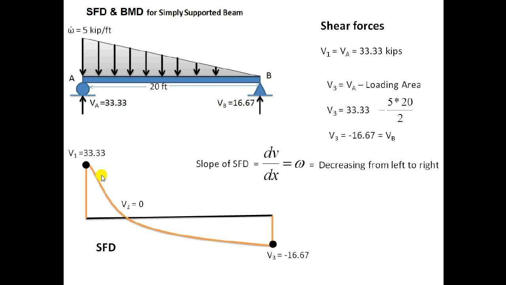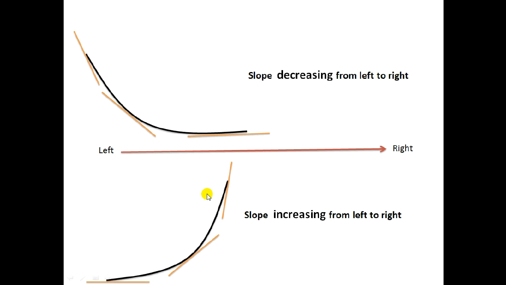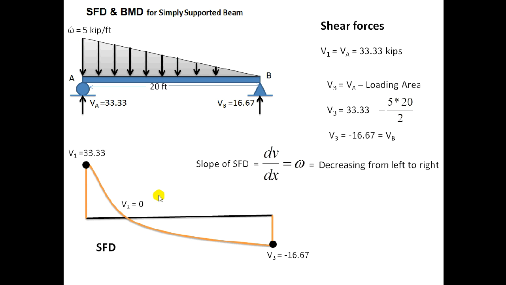This slope is decreasing. How it is decreasing, I will explain you now. The black line, its slope is decreasing from left to right. And in this case the slope is increasing as we are moving from left to right. If we see, the slope is decreasing as we are moving from left to right as the load is decreasing. This is the simple SFD diagram for point load, UDL and UVL.